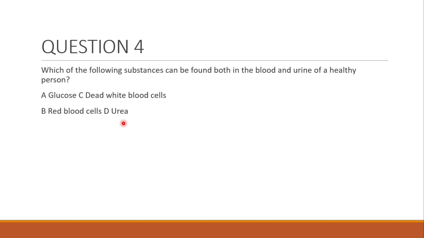The answer for this question is D, urea. Urea is the substance that can be found in the urine of a healthy person. It is there in blood, and it is also there in urine, because in blood, that is why it is filtered. When you look at excretion, you're going to learn this.